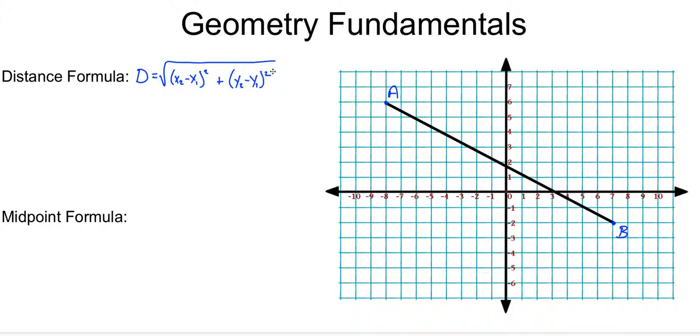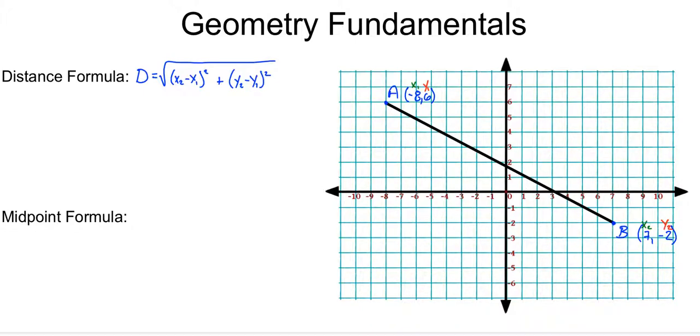Okay, so if we want to find the length of segment AB here, or the distance between points A and B, first thing I'm going to do is just kind of label the points here. This is going to be the point -8, 6, and this over here is the point 7, -2. And what that does, that gives us our x1, which is -8, and our x2, which is +7. And we also have our y1 and y2.